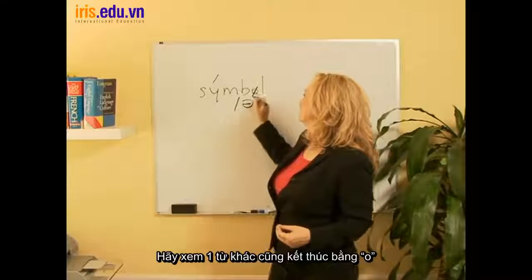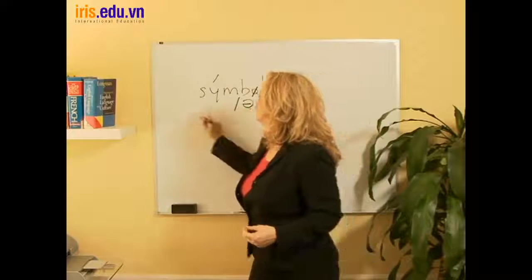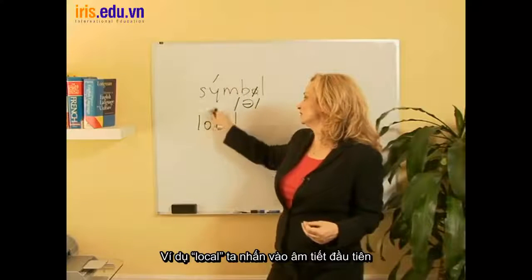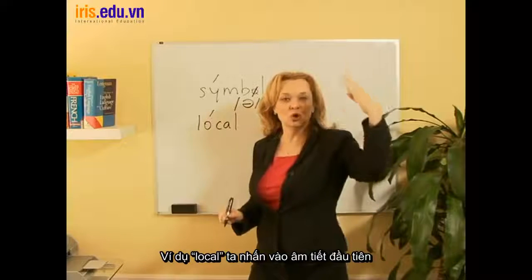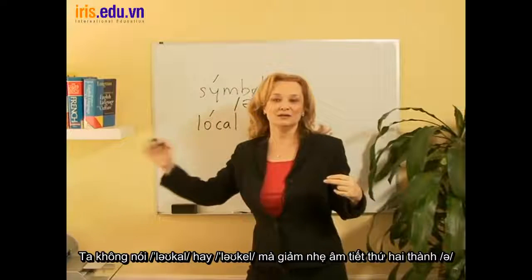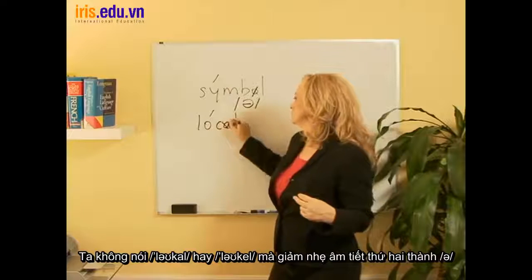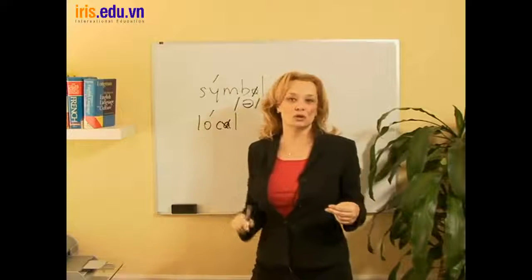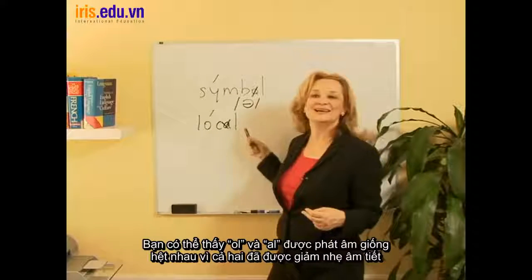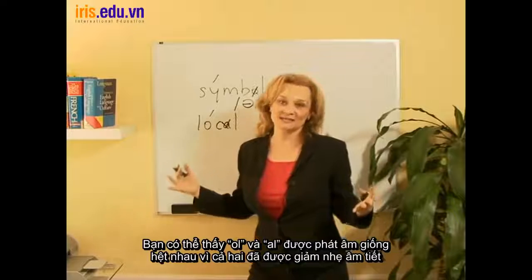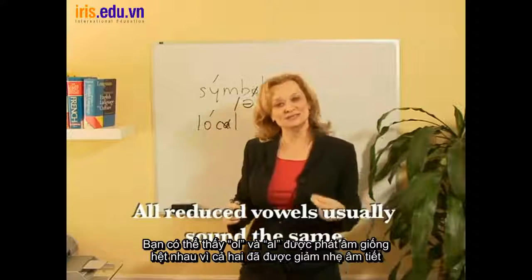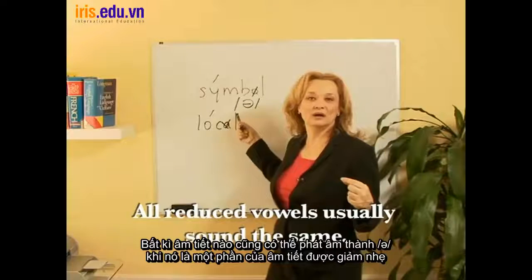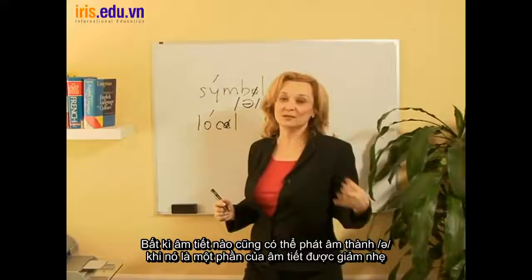Let's look at another ending with O. For example, we stress the first syllable here, low, low, but we don't say local or locale. We reduce the second syllable and it becomes the local, local. So you see OL and AL sound exactly the same because they're both reduced syllables. So any vowel can sound like uh when it's part of the reduced syllable.